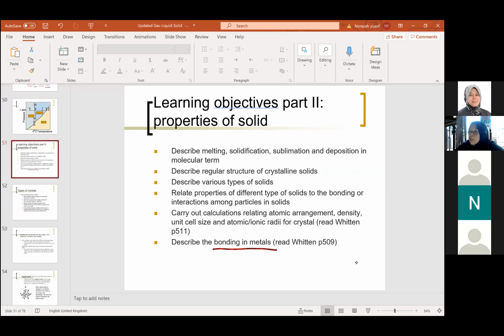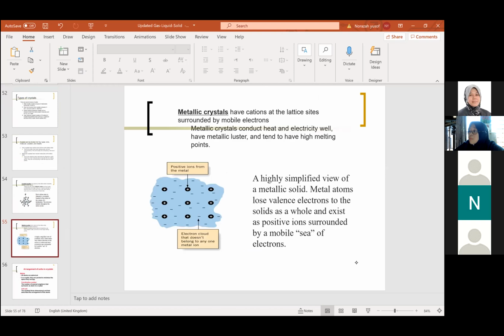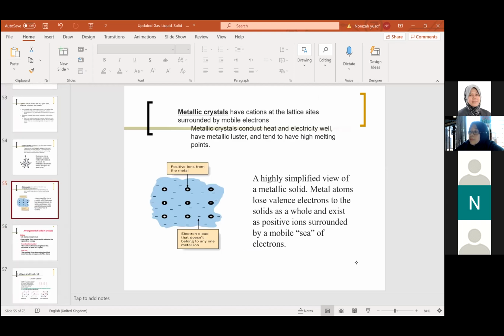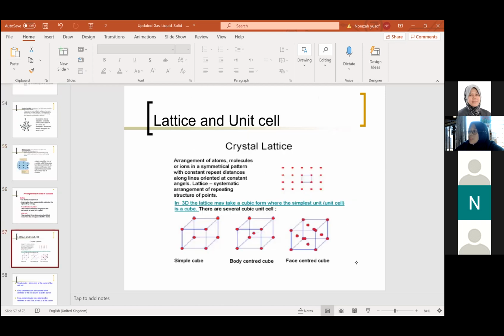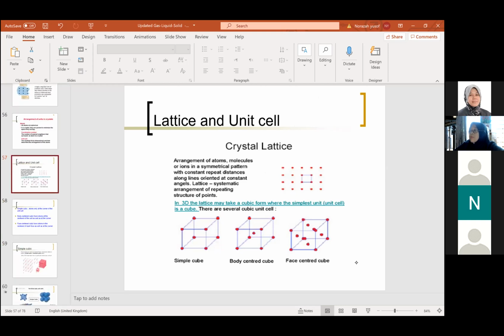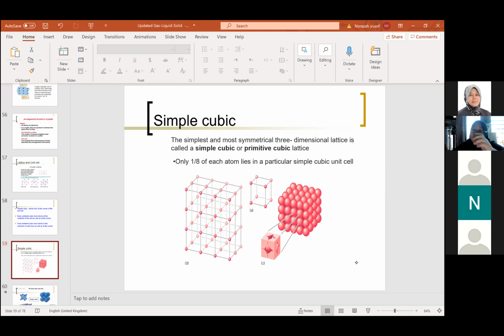But I would like to stress this. This is bonding in metal. What I have not discussed in detail is the lattice structure or crystal lattice. We start with simple cubic, but I did share some videos on how you can understand the difference between simple cubic, face-centered cubic, and body-centered cubic.